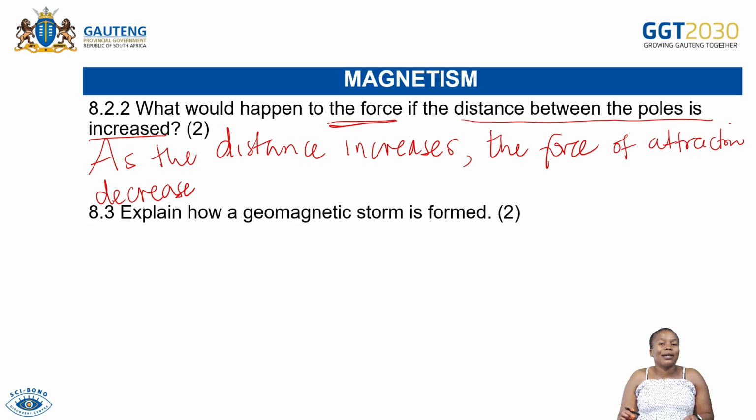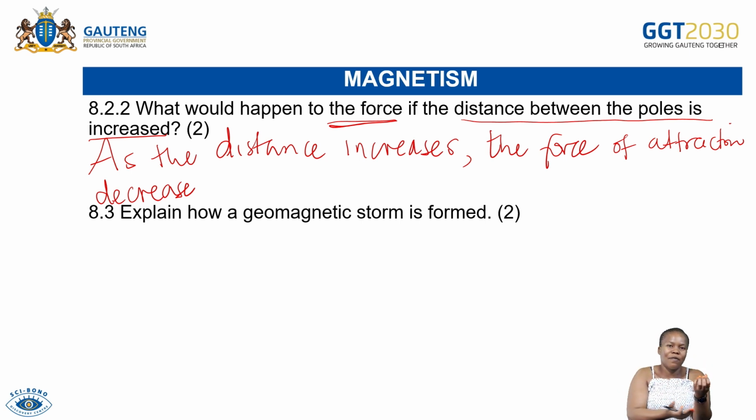Explain how a geomagnetic storm is formed. Okay, so with a geomagnetic storm, what happens is that a large bubble made up of protons and electrons is ejected by the sun. To eject something is just to emit something. So it's ejected by the sun, and it goes straight towards the earth. As it moves towards the earth, it finds that the earth is covered by what? The earth's magnetic field.